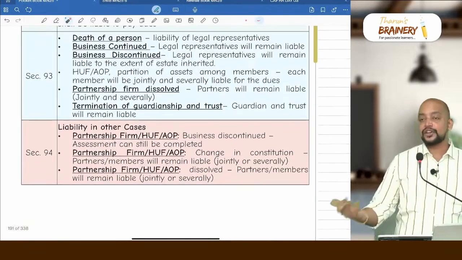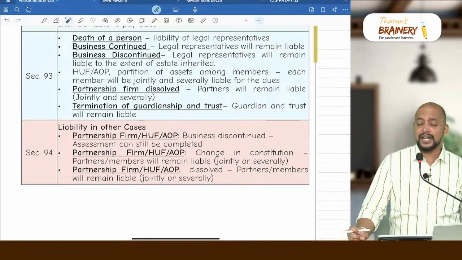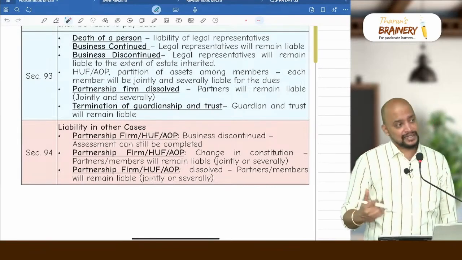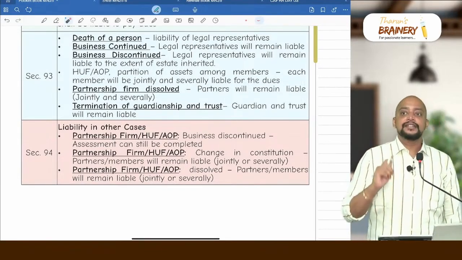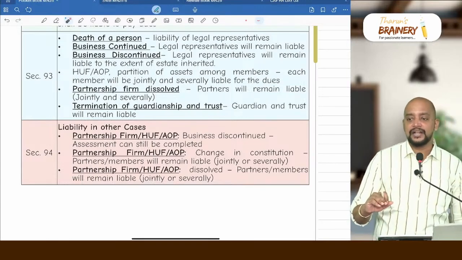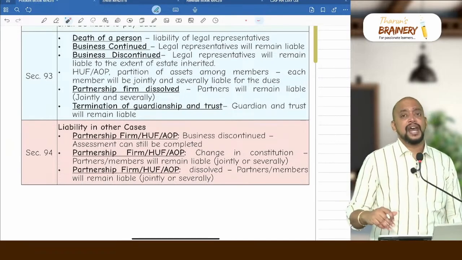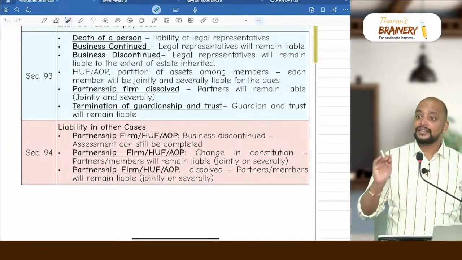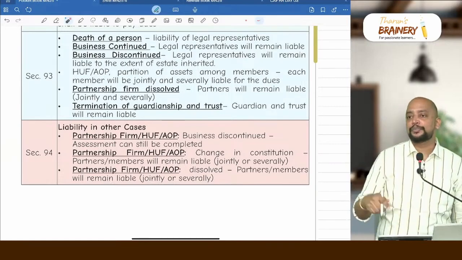Then 93, death of a person. What is the liability of legal representatives? Whether the legal representatives inherited any wealth, yes. Whether they continue the business or they are not continuing the business, you need to check. Suppose they are continuing the business, whatever may be the wealth that they have inherited, irrespective of that, they need to pay the GST dues. Suppose they have not continued the business, then to the extent of the wealth they have inherited, to that extent they need to pay the GST dues.